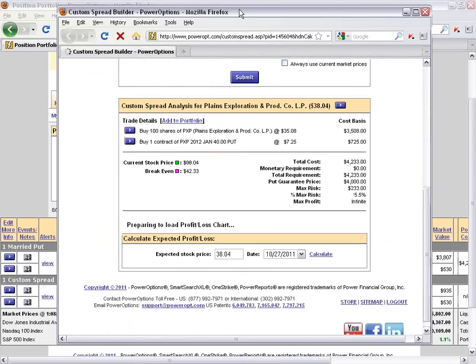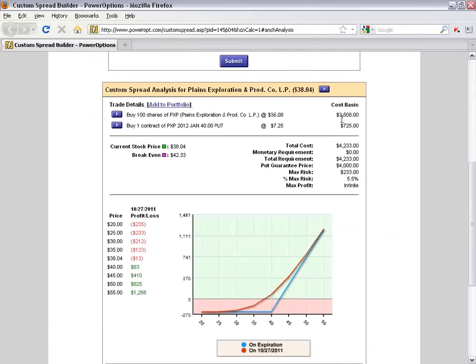There we go. And this again was our position, remember. Bought stock at 35.08, and this is just 100 shares. Bought the put for $7.25. Total invested $42.33. Maximum risk is $233, 5.5%.